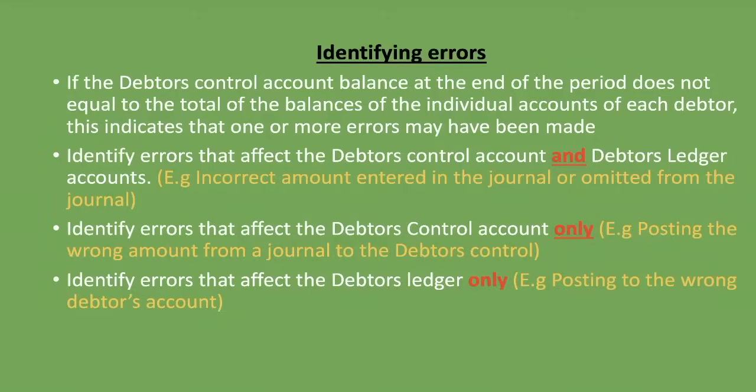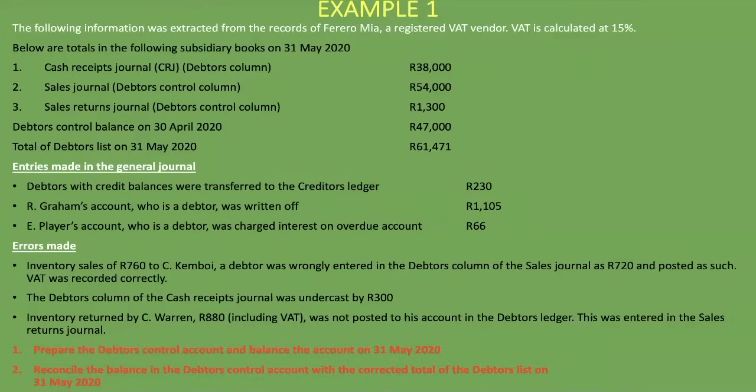So that is where students usually battle, by identifying errors that affect the debtors control account and the debtors ledger account, or errors that affect the debtors control account only, as well as errors that affect the debtors ledger only. Mistakes would be made in identifying which one it affects and how we account for them, and that is why the reconciliation will not work well. But in this example, I hope you should be able to do it after we look at this one. So let's go into the example and show you how to do this.